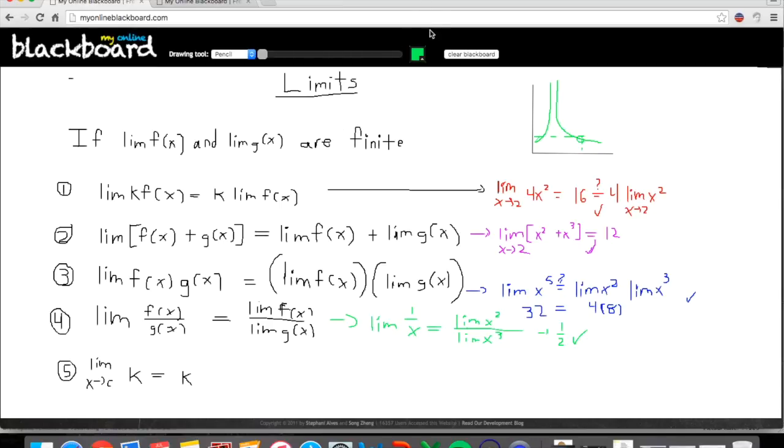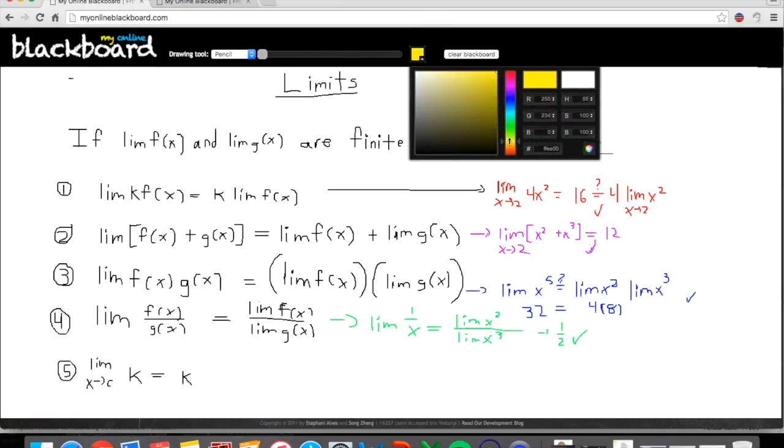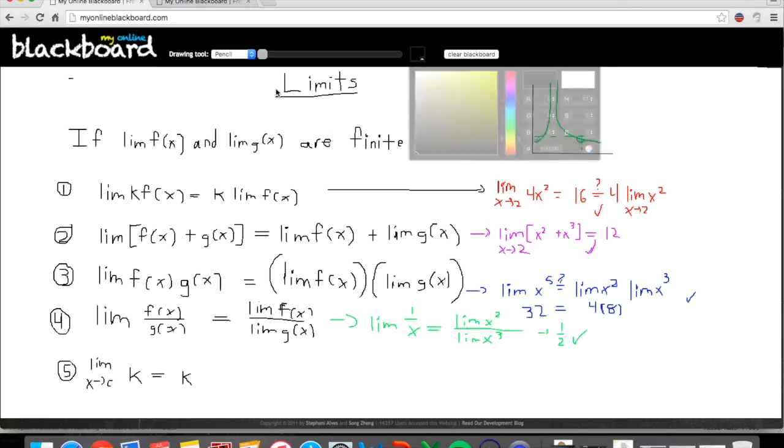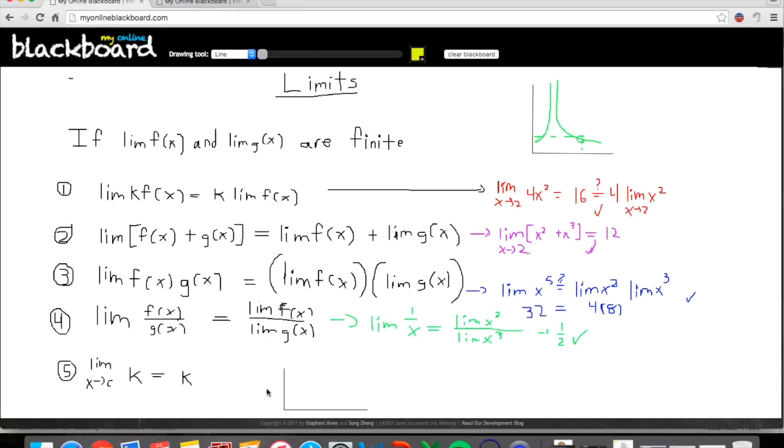Now, the last one I think is best represented by a graph. So first, let's draw our graph. Now, the graph is just that x equals k. What that means is that the graph literally looks like this. So for every number x, the limit at that point is just going to be k.